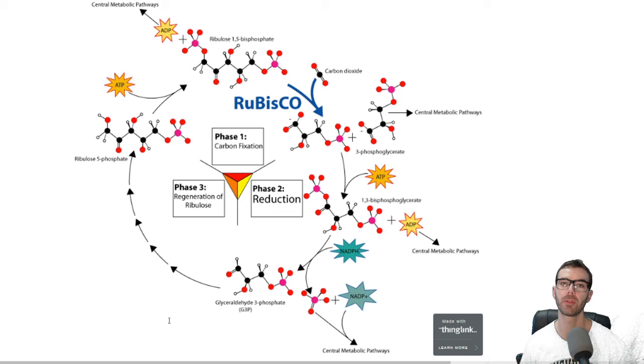The regeneration phase begins. However, we need 5 G3Ps to regenerate 3 RuBPs where we started from, all the way back here. In order for this to happen, the Calvin cycle must run through 6 times to make enough G3P. This consumes a total of 6 molecules of CO2, 6 molecules of NADPH, and 9 molecules of ATP.